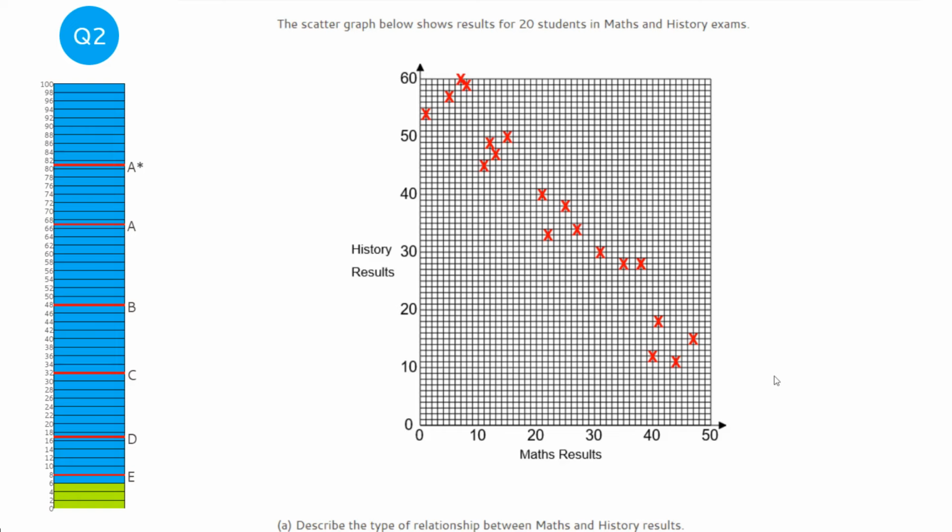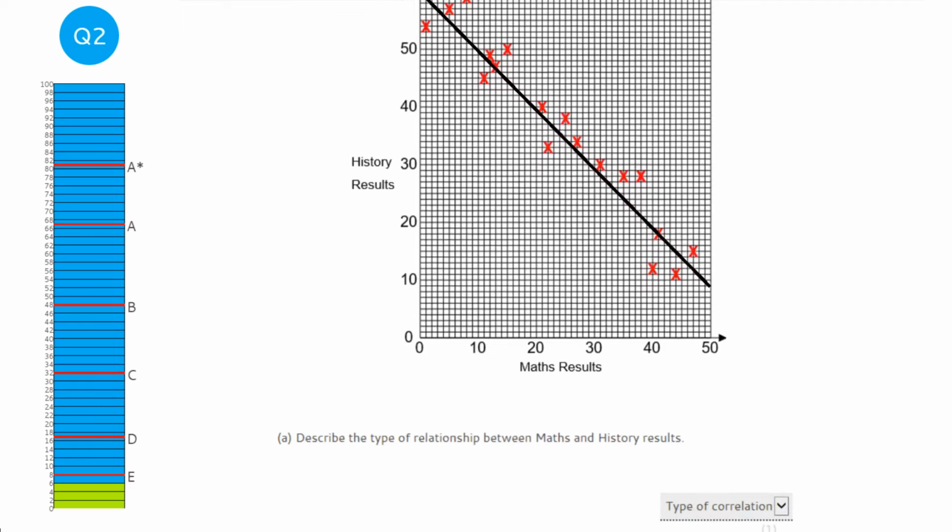Okay, so first thing I always do is I always draw a line of best fit. So this will go down like that. And it doesn't matter if you're not very precise. They're very lenient over line of best fits normally. Okay, so let's have a look.